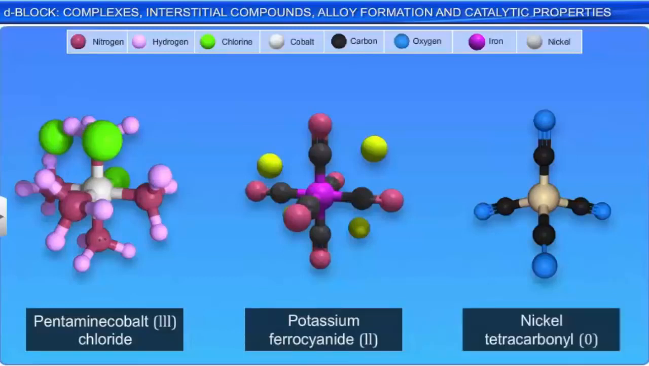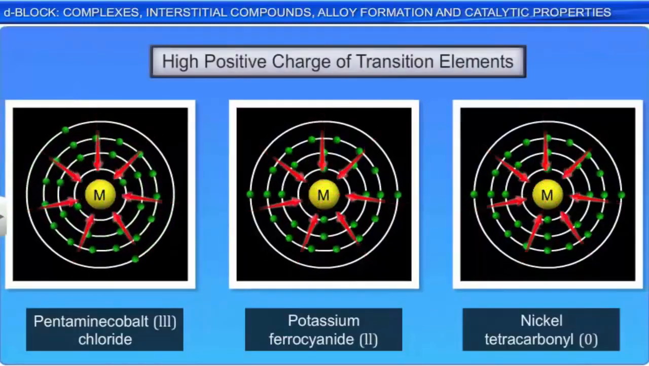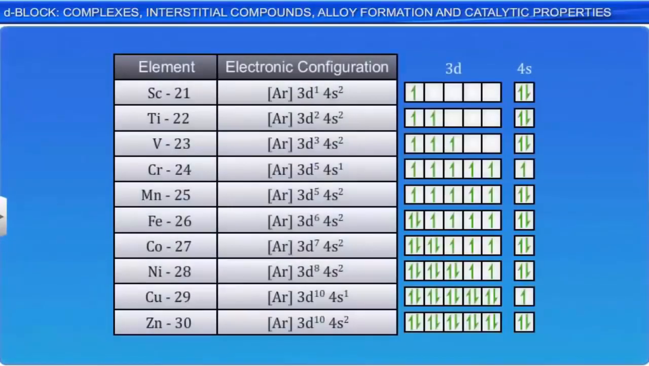The tendency of the transition metal ions to form complexes is due to their relatively small size and resultant high positive charge density, the presence of vacant (n-1)d orbitals, and their ability to show multiple oxidation states.